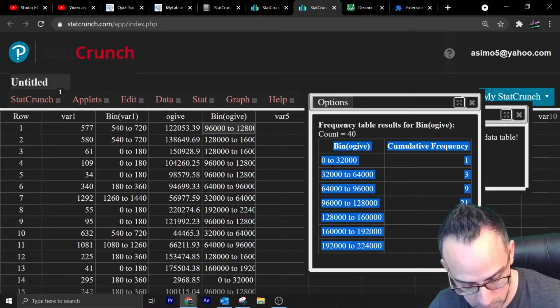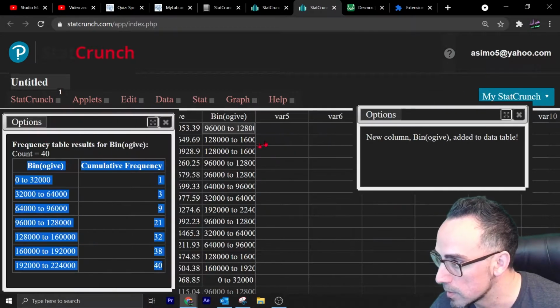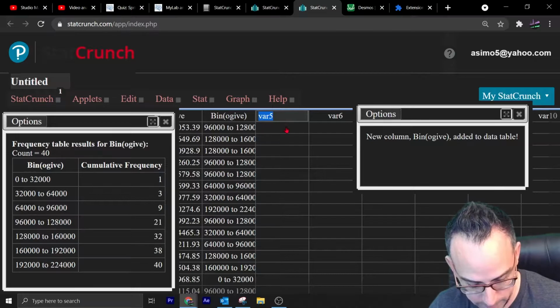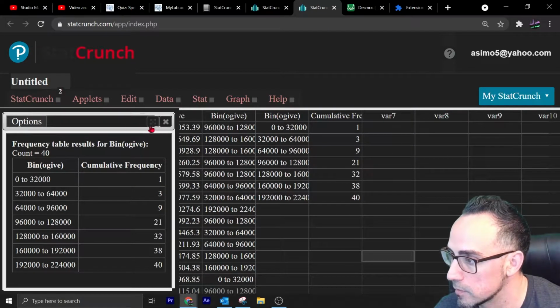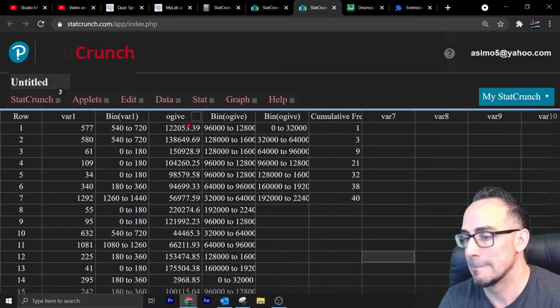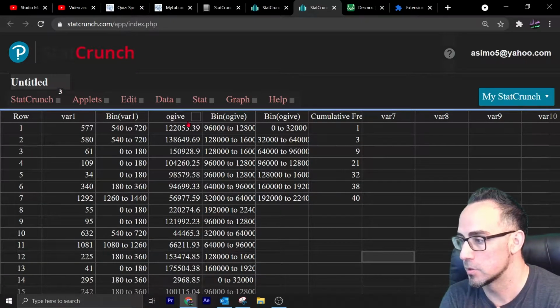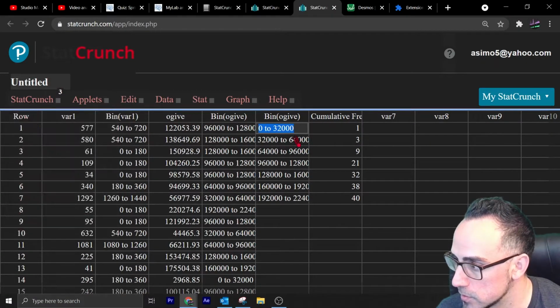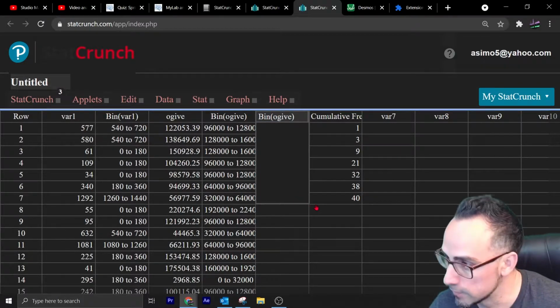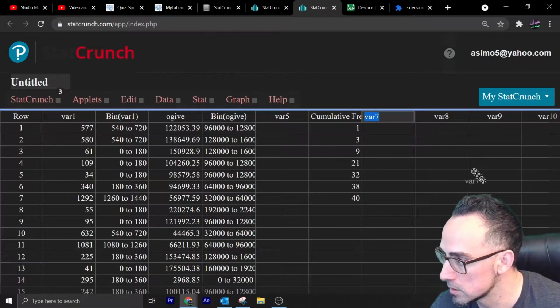So I'm just gonna press Control C. I'm gonna paste it here in variable 5. So that's my data from my Ogive. Let me get rid of some stuff. Alright, this is tricky. Ogives are tricky. I want to use the upper limits, 32,000, 64, 96. How do I get rid of 0, 2? Well, there's some tricks you can do, tricks of the trade. If you want, you can do this.